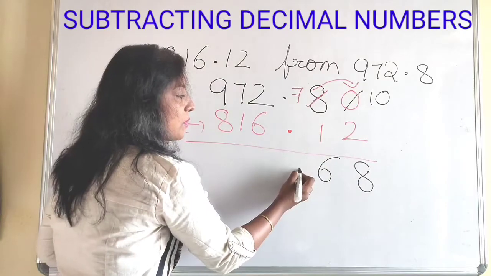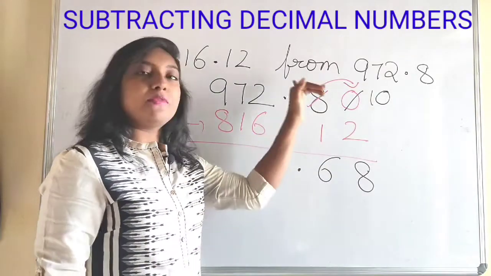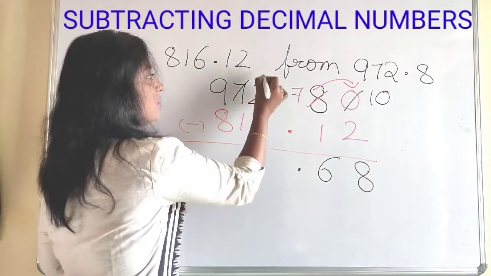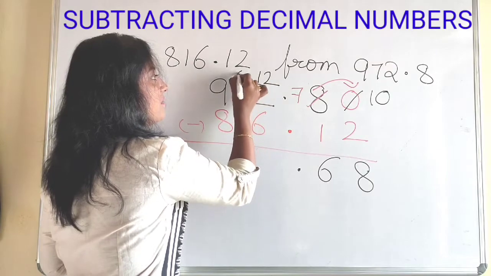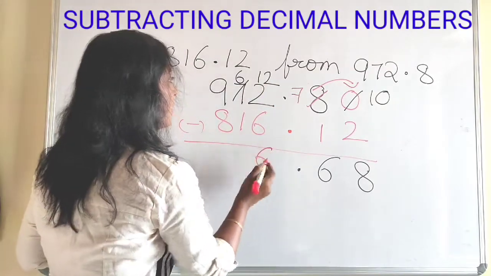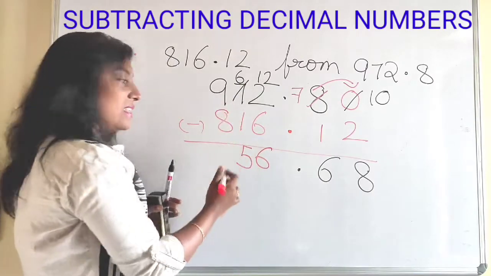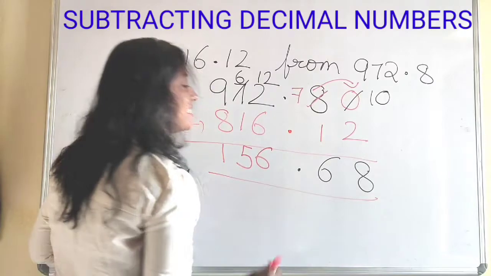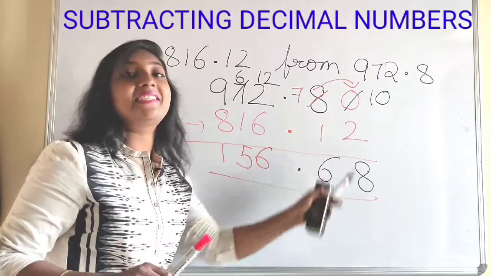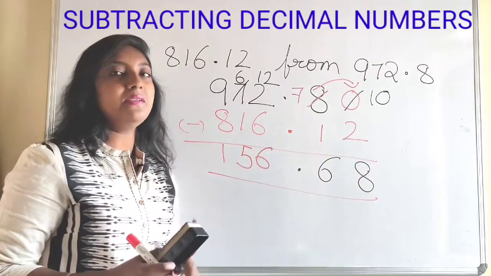And place a point. So we cannot subtract 6 from 2. So here also we have to borrow. So borrow from this. It will become 12 and this will become 6. 12 minus 6 gives 6. And 6 minus 1 gives 5 and 9 minus 8 gives 1. So our answer is 156.68. Now let's see one more example.